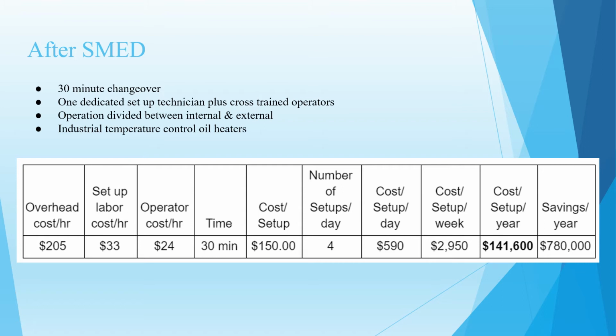The cost after SMED was estimated using the cost elements on the table. The cost per setup in a year is now estimated to be $141,600. This will save the company $780,000, which will translate into an increase in production capacity per year by increasing production time by almost 3,000 hours in a year.